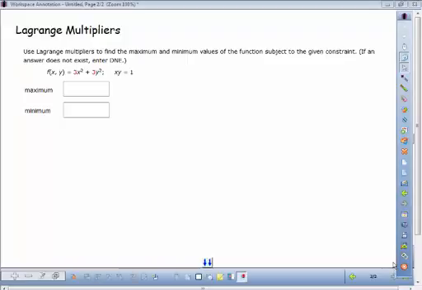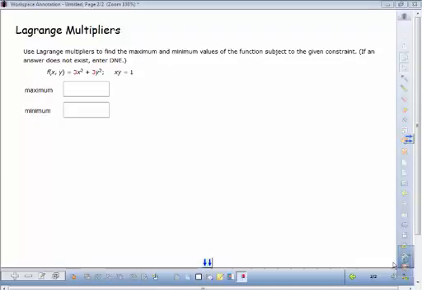Last time we took a look at the two-dimensional level curve view of Lagrange multipliers. And then we'll take a look at both 2D and 3D aspects of this, just so we can get a clearer picture and get some more ideas.